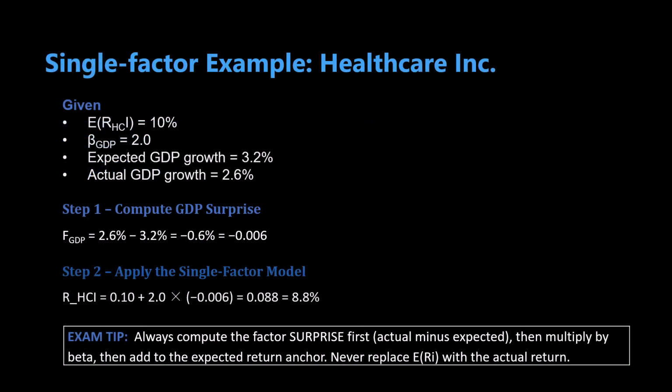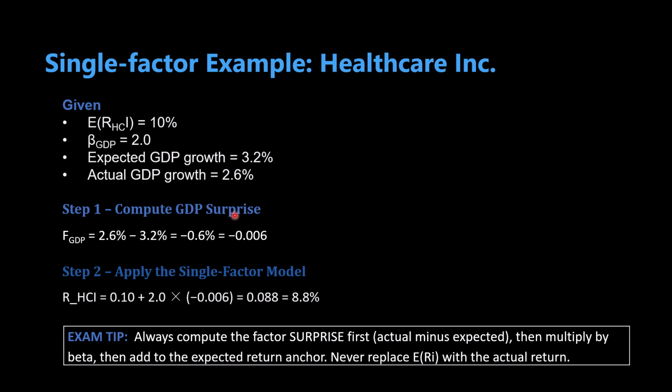Now let's apply the framework numerically. We are told that for Healthcare Inc., expected return is 10%, GDP beta is 2.0, expected GDP growth is 3.2%, and actual GDP growth is 2.6%.